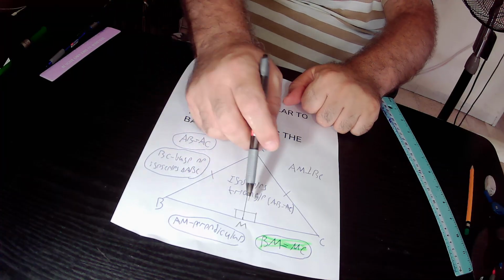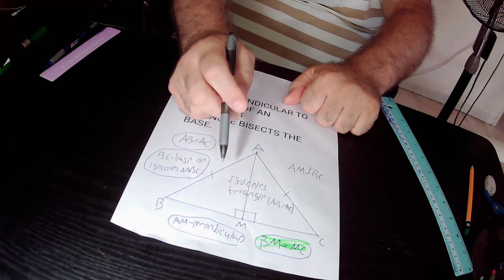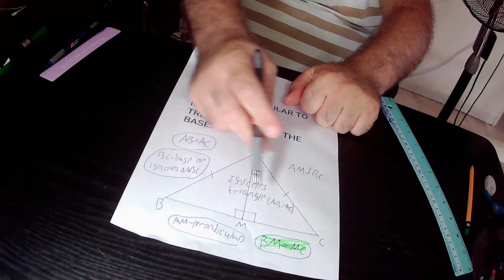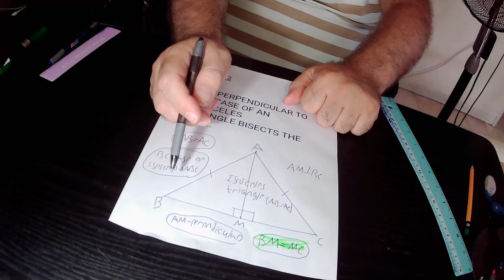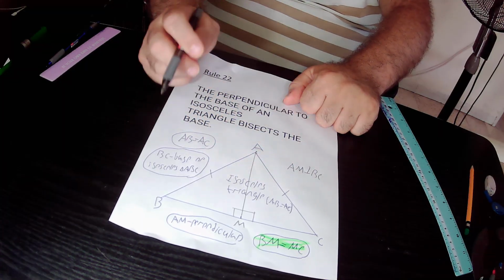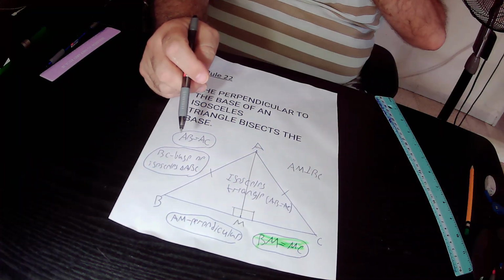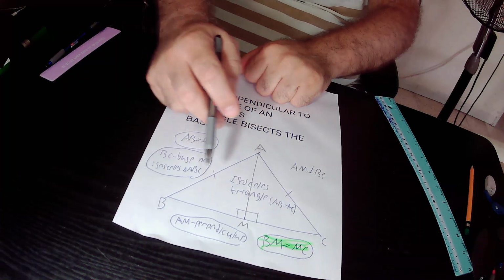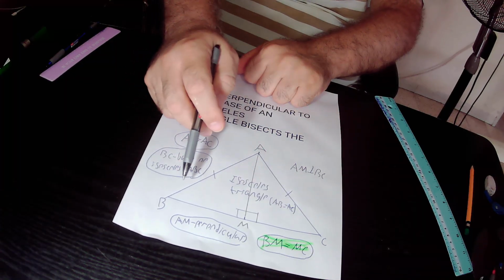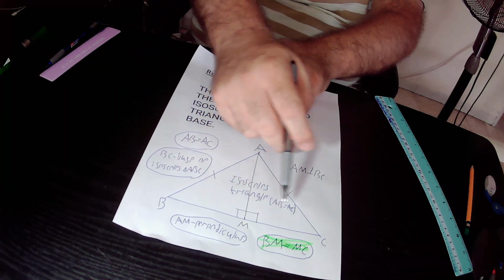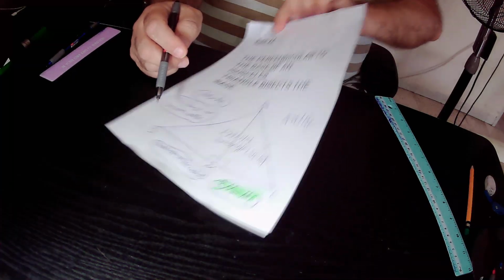The first half is BM and the second half is MC. And of course, the first half must be equal to the second half. So BM equals MC. According to rule 22, the perpendicular AM bisects base BC. That is to say, BM equals MC. We can implement rule 22 in our drawing.